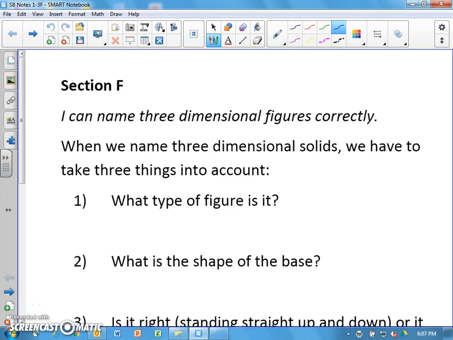Lesson 1-3, Section F. First objective is to be able to name three-dimensional figures correctly. When we name three-dimensional solids, we have to take three things into account. What type of figure is it?